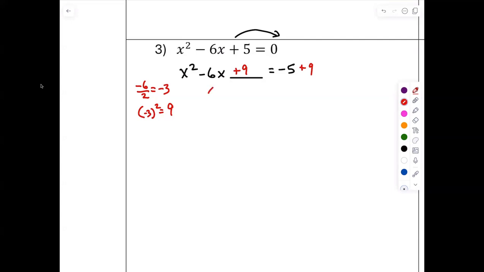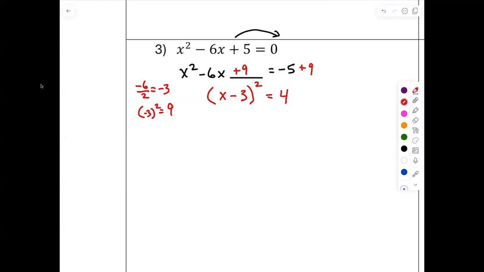So you're going to put a parentheses. What's the half? X. The half was what? Yes, x minus 3. Close your parentheses. And then it's always going to be squared. X minus 3 squared equals. What's -5 plus 9? No, 4. So I have x minus 3 squared equals 4.